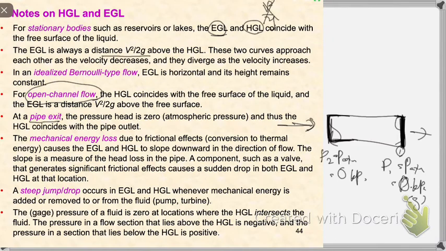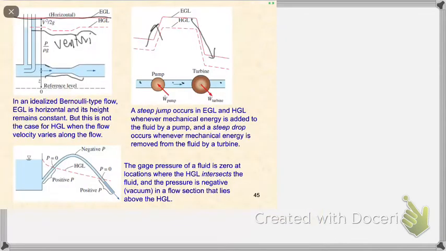And again, as you can see in the figure there, you can observe a very steep increment or decrement of your EGL and HGL whenever it passes through mechanical devices such as a pump and a turbine.